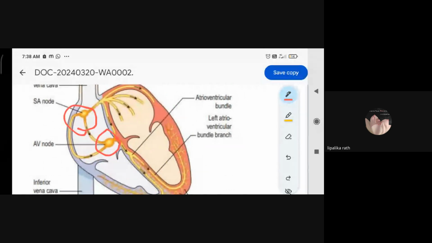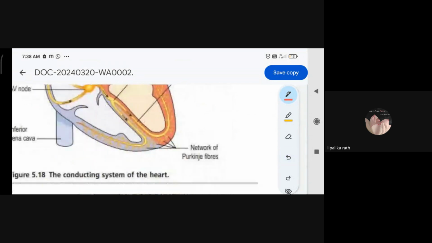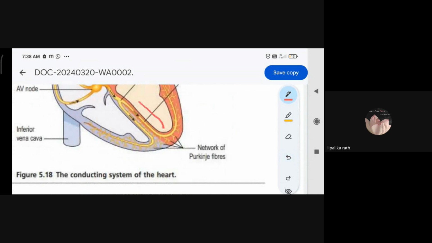AV node is a bit slower than SA node. It is capable of generating a beat about 40 to 60 times per minute. Next, the impulses come to AV bundle or bundle of His.